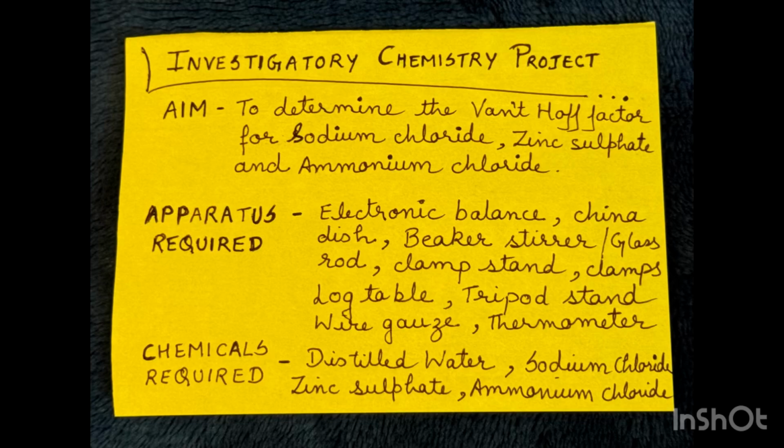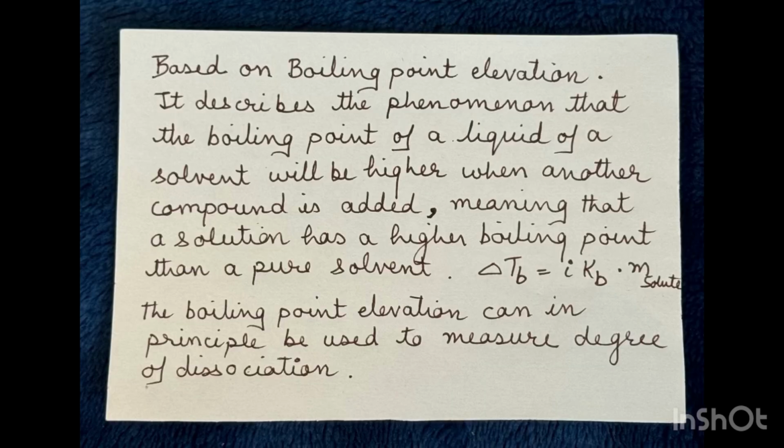Now, the investigatory chemistry project. Aim: we have taken sodium chloride, zinc sulfate and ammonium chloride as the chemicals. Apparatus required, we can just check it out, and for chemical requirements we have to take care to use only and only distilled water.